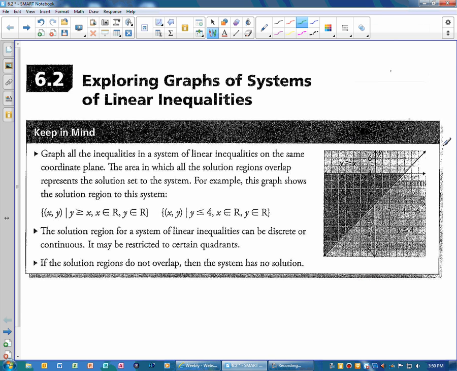Let's cover section 6.2, exploring graphs of systems of linear inequalities. In 6.1, we just did single lines. In 6.2, when it talks about systems of linear inequalities, all it means is now you're going to have more than one line, so two or more lines.